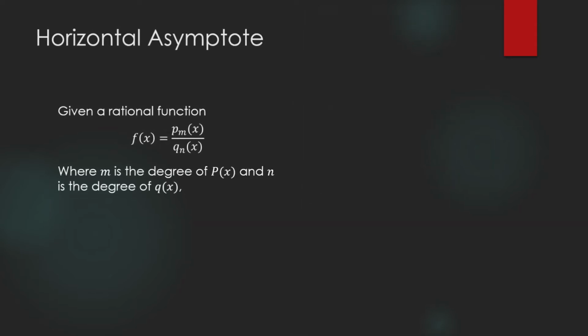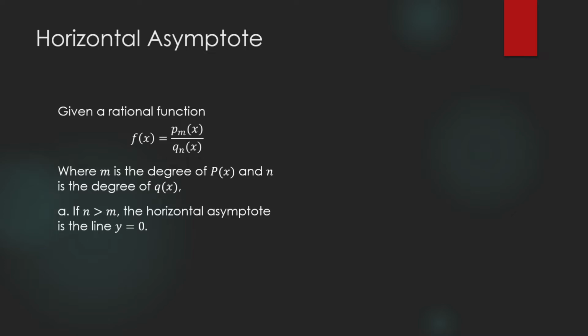Now we have three cases. So let's say f of x is your rational function, okay? And m here is the degree of p of x. It's the degree of your polynomial in the numerator. And n here is the degree of q of x. Now this is the first case. If n is greater than m, so if the degree of the function in your denominator is greater than the degree of the function in the numerator, the horizontal asymptote is the line y is equal to 0.